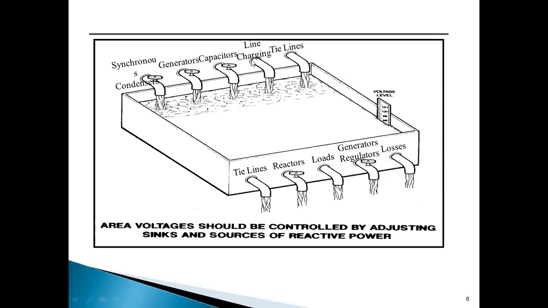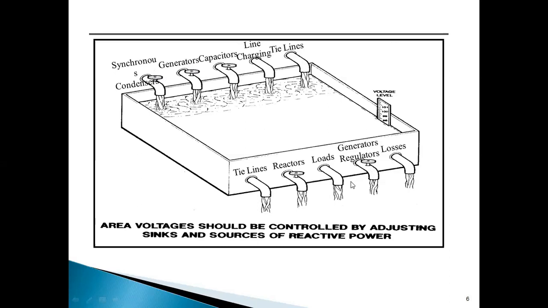On the left hand side, what you observe is that in the first three cases we have a valve. That means it is controllable. Whereas in the remaining two we don't have that valve. That means it is fixed. So that is the difference. And on the right hand side, if you see, it is tie lines, reactors, loads, generators, regulator, and losses. These are all sources, and these are all absorbing devices.